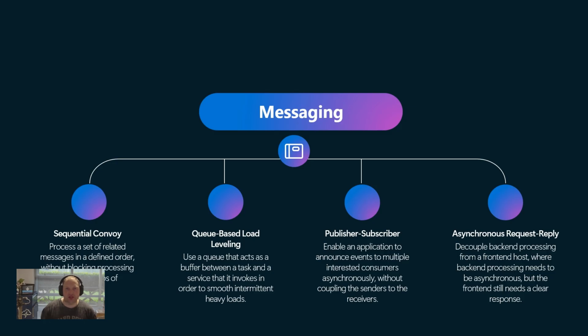So, effective messaging patterns are essential for building scalable, reliable, and efficient distributed systems. Let's delve into four key messaging patterns: sequential convoy, queue-based load leveling, publisher subscriber, and asynchronous request reply.